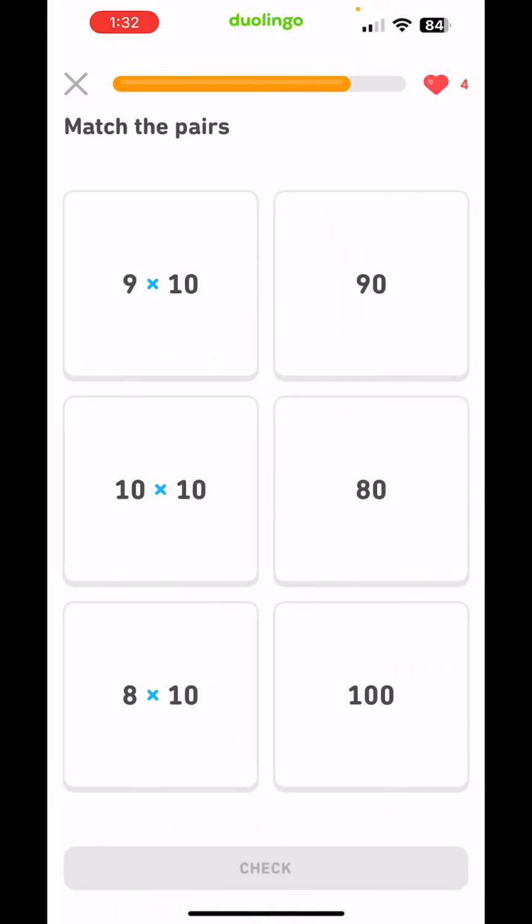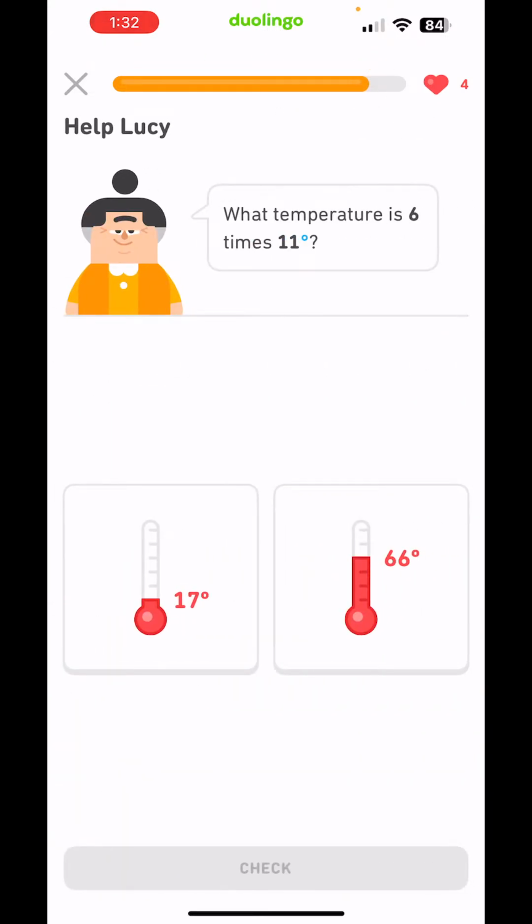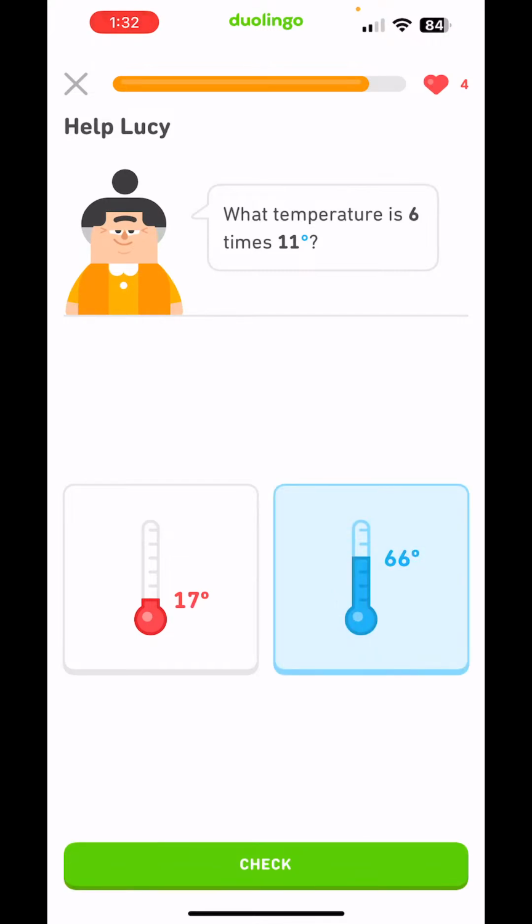Same thing: 9 times 10 is 90, 10 times 10 is 100, and 8 times 10 is 80. What temperature is 6 times 11? Like I said before, anything times 11 is usually the double of that number. So 6 times 11 would be 66, which is represented in this picture right here.